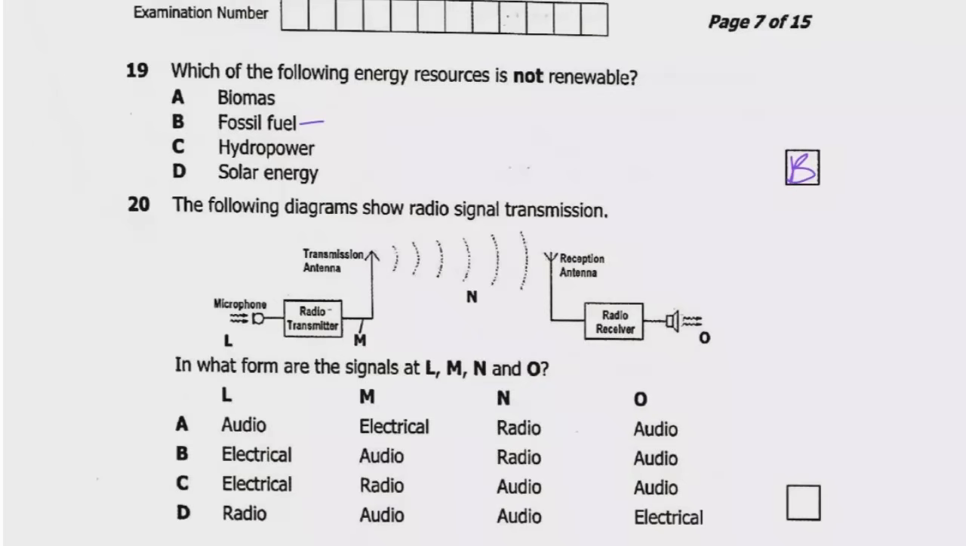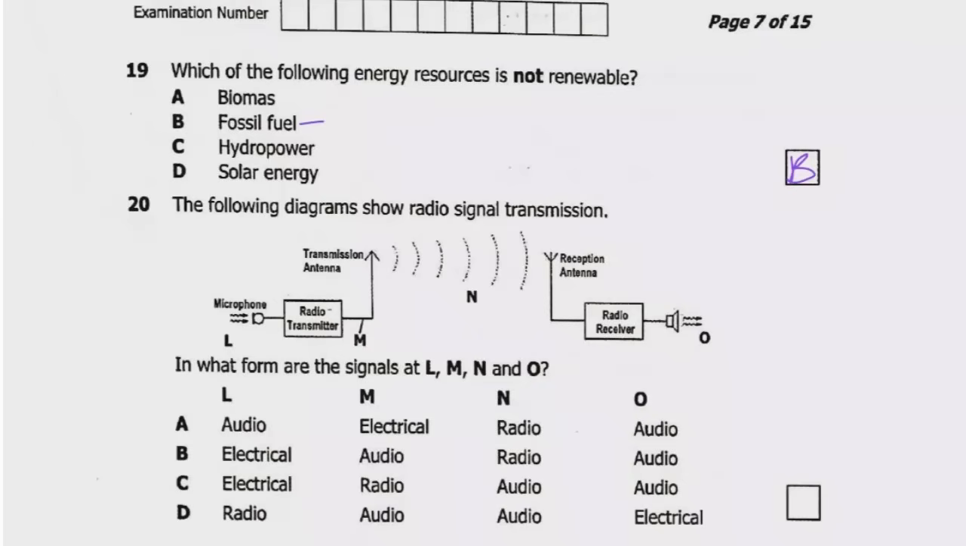Okay, so let's take time and look at it. Let's see what is on L. We can see that there is a mic there. What happens there is someone is speaking, the voice, and that is audio. So L is audio. When we look at the other options, B is saying electrical, C electrical, D radio, and these are wrong. They are not what L is. So we can definitely tell the correct answer just from reading the first set of options. The correct answer is A.